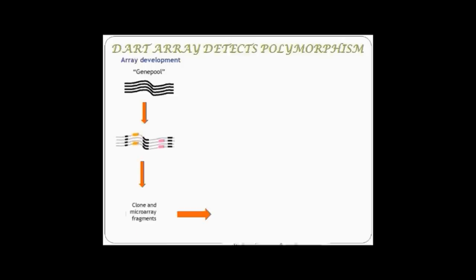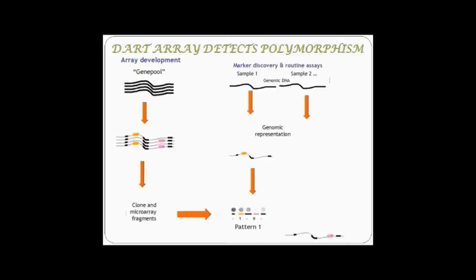DArT: how it detects polymorphism. First, we need to develop the array in a gene pool. The DArT markers are segments of DNA that are biallelic, and the presence of which is polymorphic in a defined genomic representation. DArT is a hybridization-based method capable of generating a medium density genome scan of any plant species, and it can also type hundreds to thousands of SNPs.